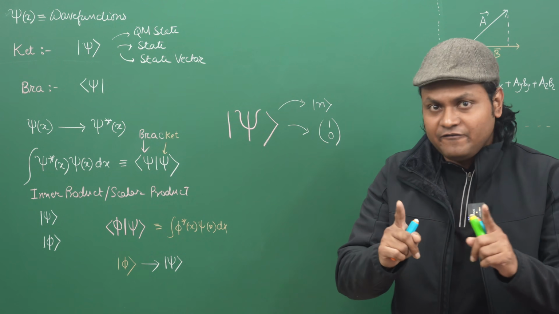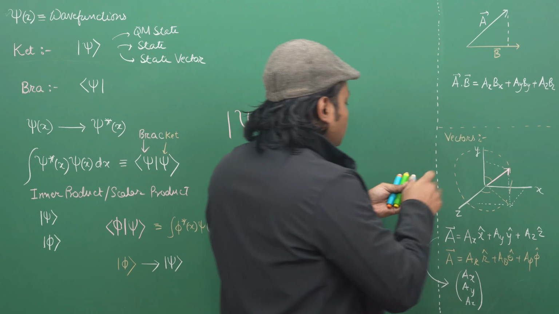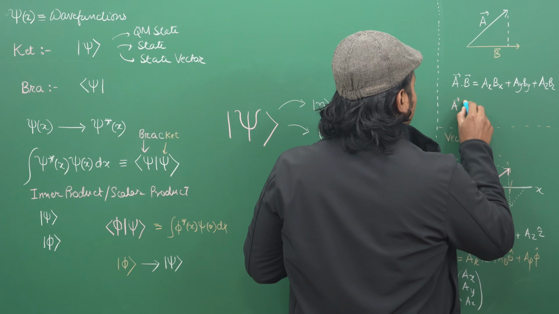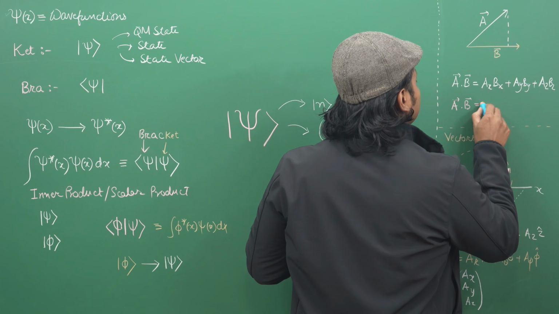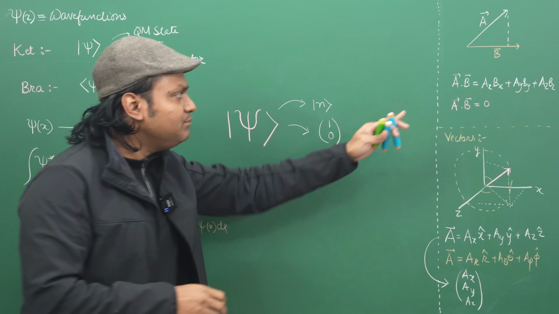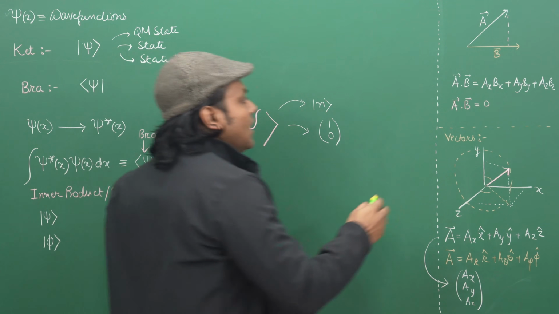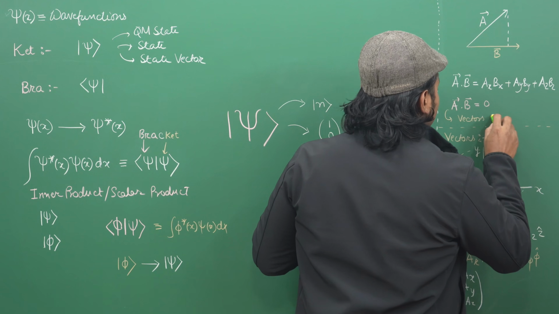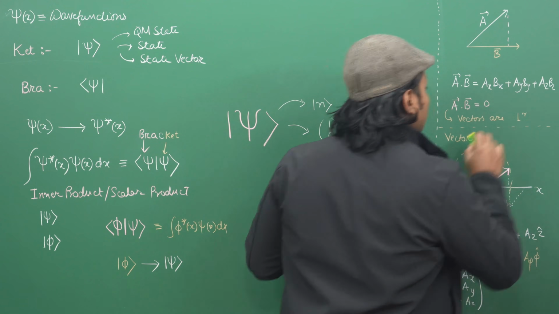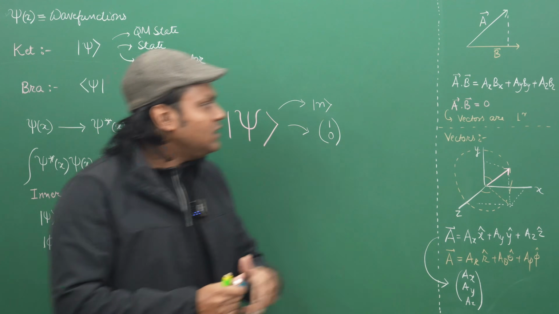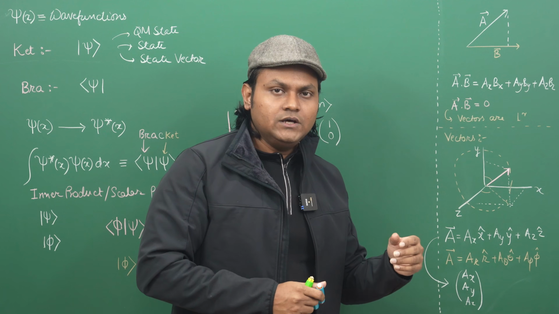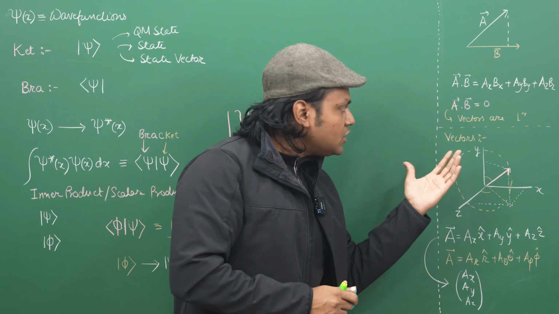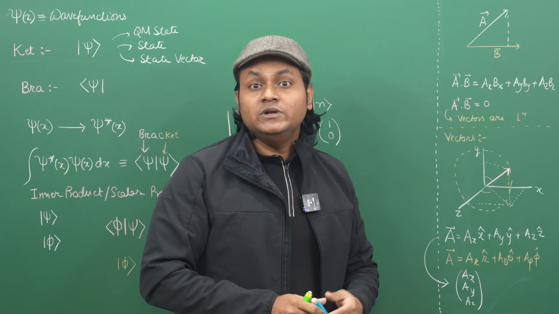All right, and if the dot product comes out to be 0, what does that mean? It simply means that these vectors are perpendicular. What is the meaning of perpendicular? It means that one vector cannot be written in terms of the other. One vector cannot be decomposed in terms of the other. The projection of one vector on the other is absolutely 0.